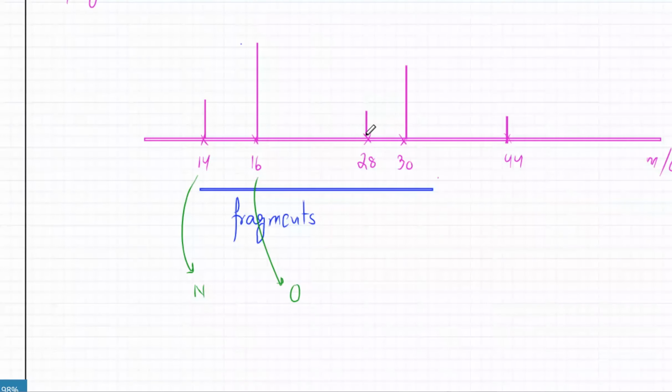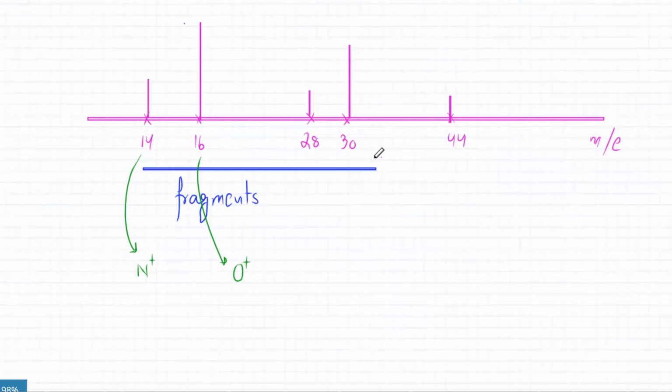28 would probably be a combination of these two, right? So how do you get 28? The smaller particles combine to form this bigger particle. So 28 would be two nitrogens joined together. Is that clear? How do you get 30? 30 is going to be oxygen and nitrogen, a nitrogen and an oxygen bonded together.